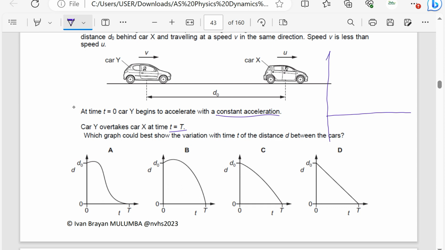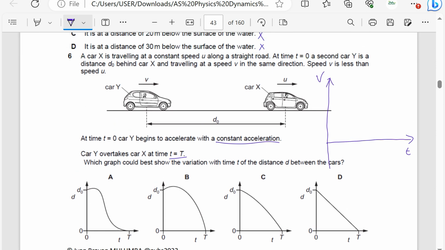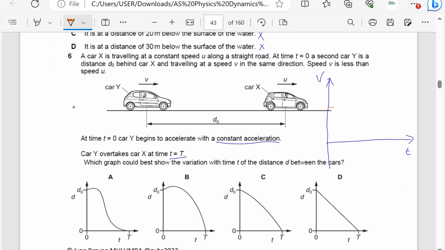So this is v with t. Remember, car x is traveling at a constant speed. So I'll draw a horizontal line for car x. Let me use this color for car x, constant speed. That is for x.